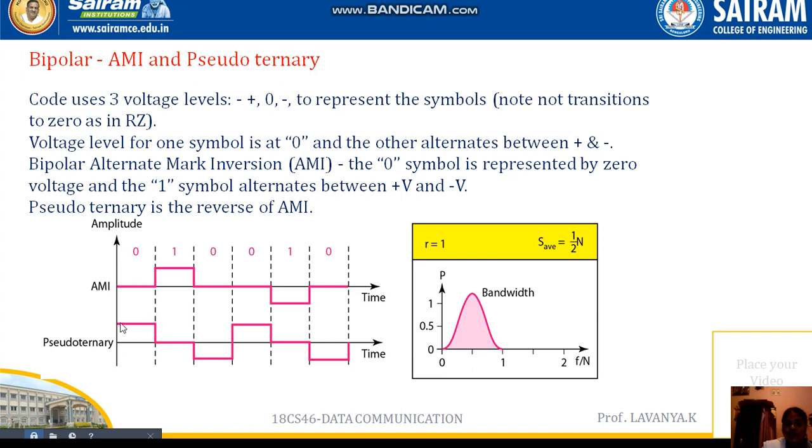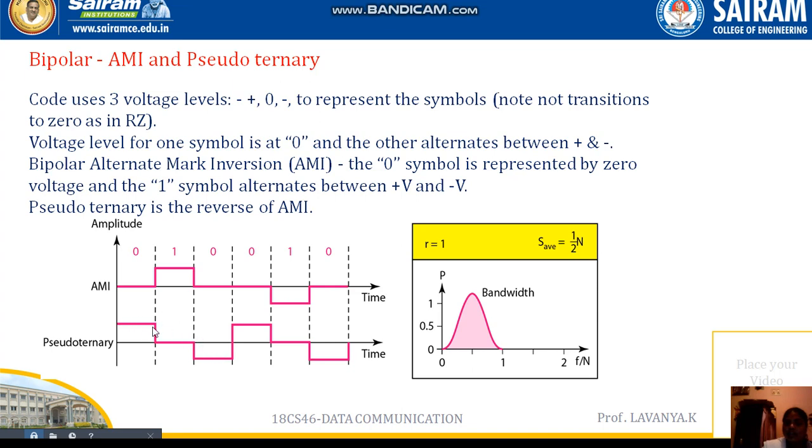If it is 0, I am going to take it as positive, because it is totally inverse of our AMI technique. If it is 0 in pseudo ternary, the signal will be positive, but in AMI, the 0 will be a negative voltage. See the difference. In AMI it is 0, but in pseudo ternary the signal value will be 1, that is, positive. If the value 1 comes here in pseudo ternary, it should be a negative value. Again, if it is 0, it is going to be negative, because I am alternately changing here.